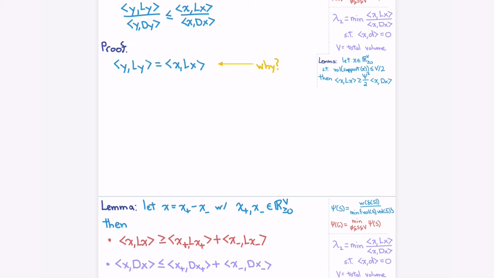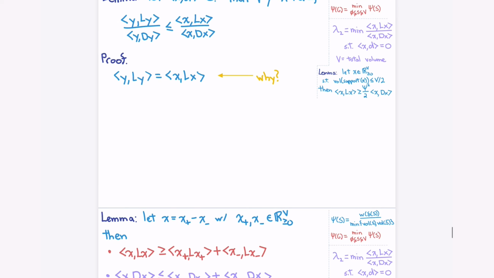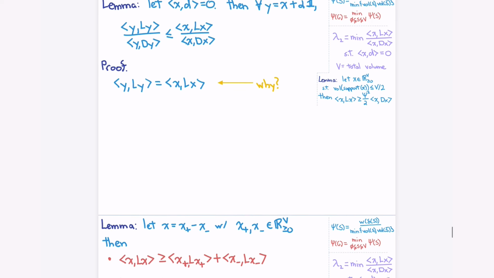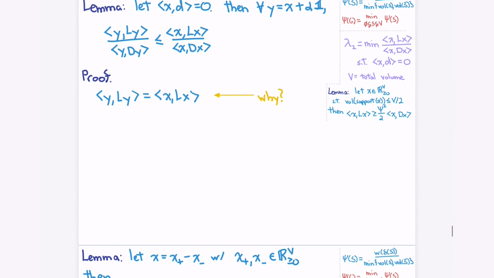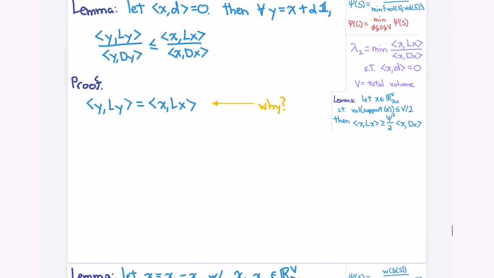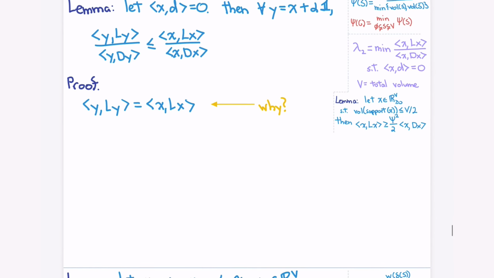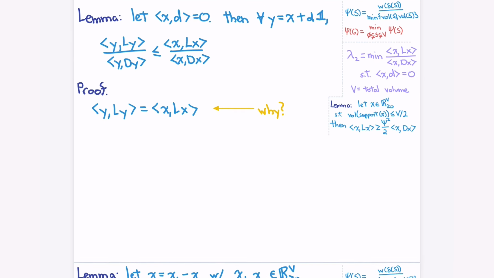Okay, so let's look at this lemma. The claim is that if I start with x orthogonal to the degrees, and I shift it uniformly, it's only going to help the ratio. The first claim is that y L y is equal to x L x. Why is that?